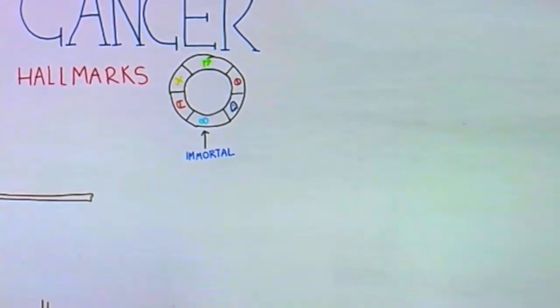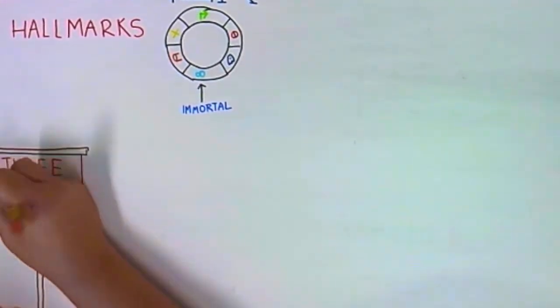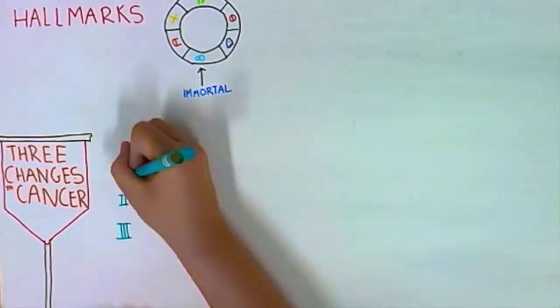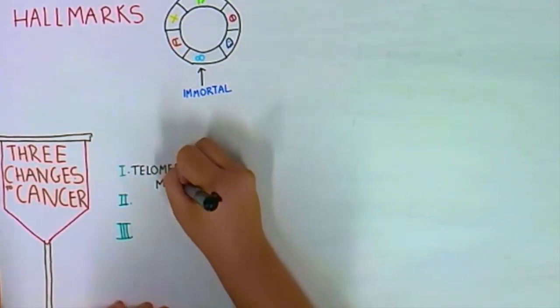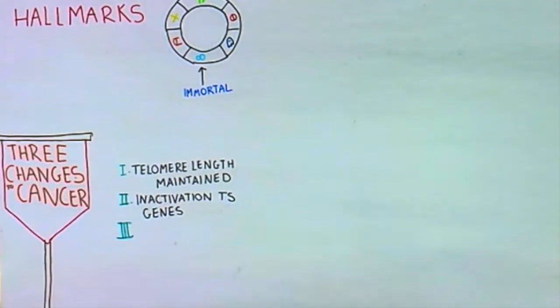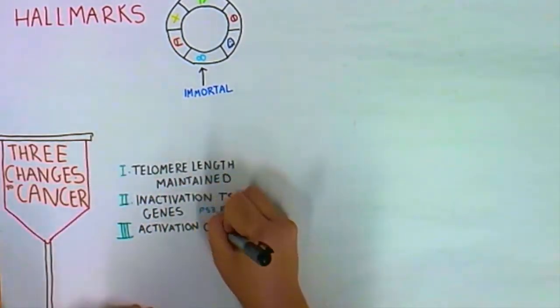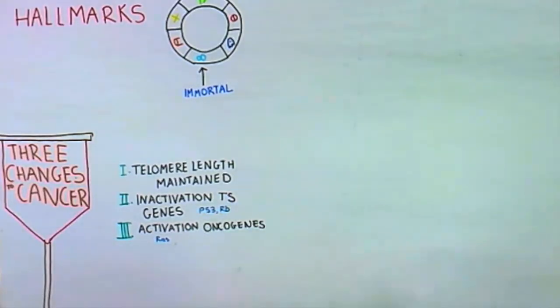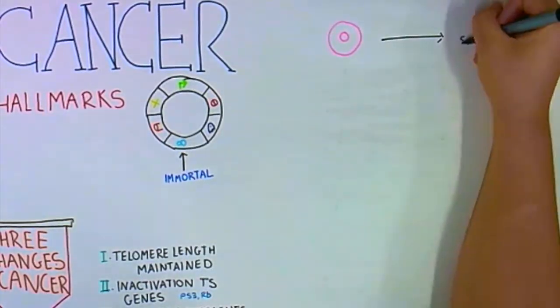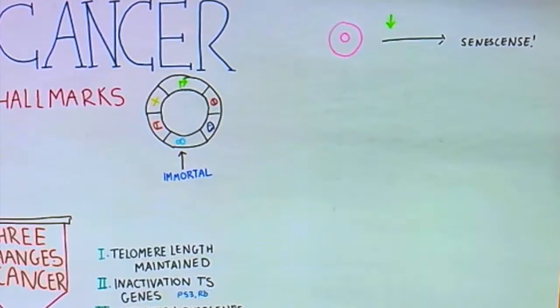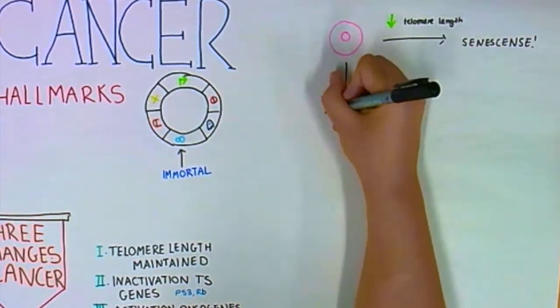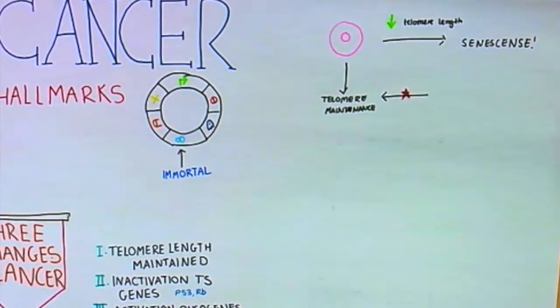There are 3 necessary changes for a cell to transform into a cancerous cell. 1. The telomere length is maintained. 2. There is inactivation of the tumour suppressor genes. And 3. There is an activation of oncogenes. The first necessary change is to maintain telomere length. In cancer cells, there is an increased activity of telomerase to prevent cancer cells from entering senescence.